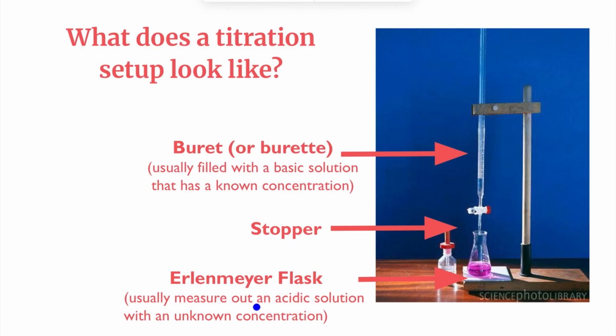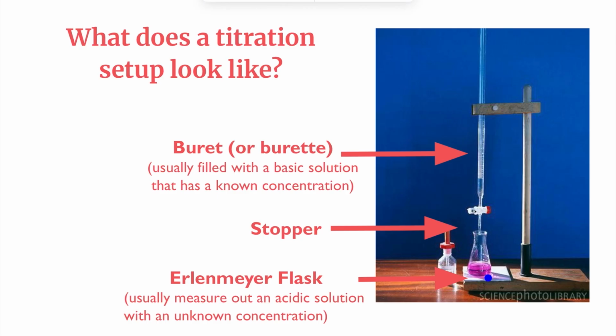Usually in the Erlenmeyer flask is an acidic solution. So we usually put an acid in our Erlenmeyer flask and a base in our burette, but you could always switch it and have an acid you know the concentration of and a base you don't know the concentration of in the flask. But usually base goes in the burette and then an acid in the Erlenmeyer flask, and we don't know the concentration of that. So our goal is to find what is the concentration of our acid based on making a neutralization reaction occur.